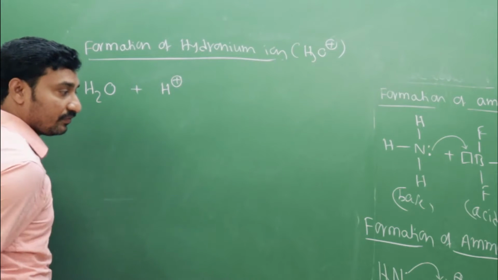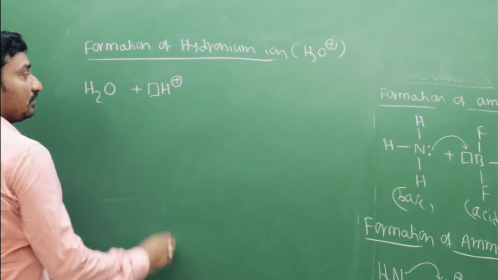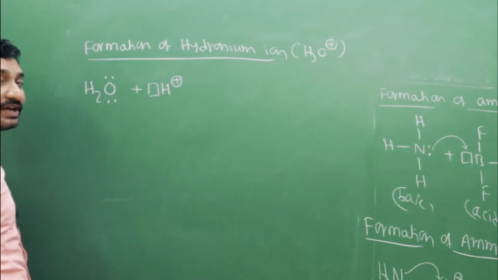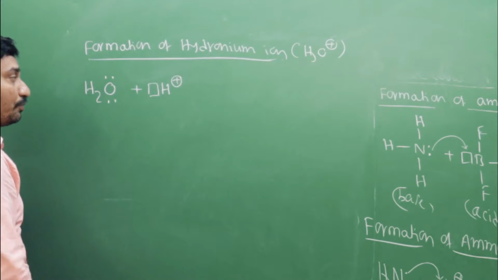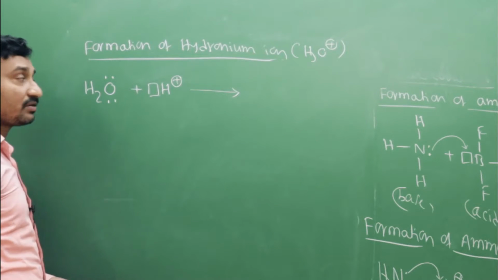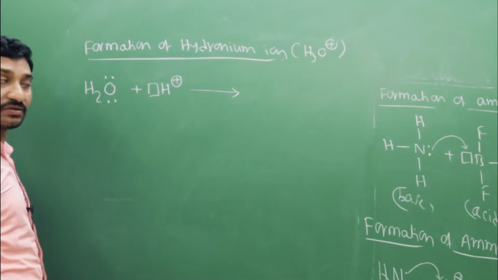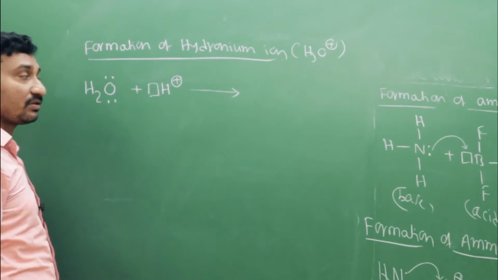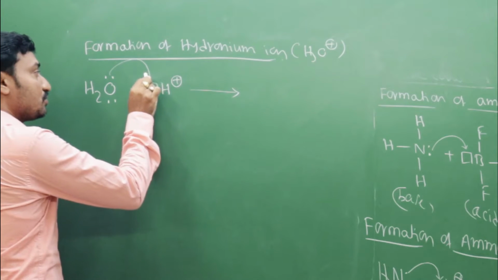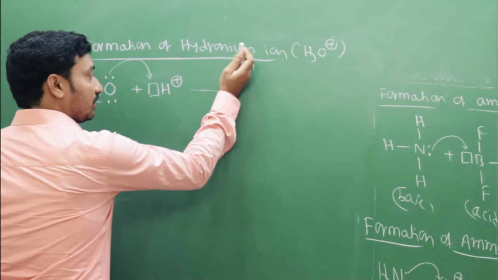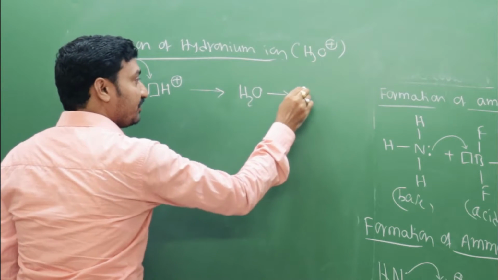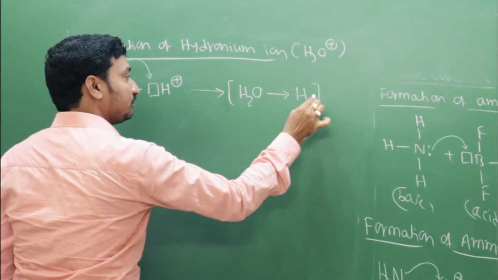In H plus, just now we discussed, H plus has a vacant orbital. In H2O, oxygen has two lone pairs of electrons. Now oxygen is ready to donate a pair of electrons as it contains two lone pairs. H plus is ready to accept a pair of electrons as it contains a vacant orbital. Now oxygen donates a pair of electrons to H plus and forms a coordinate covalent bond between hydrogen and oxygen.